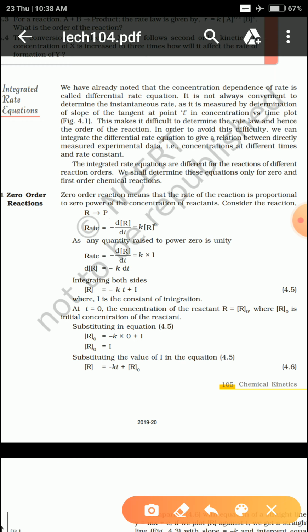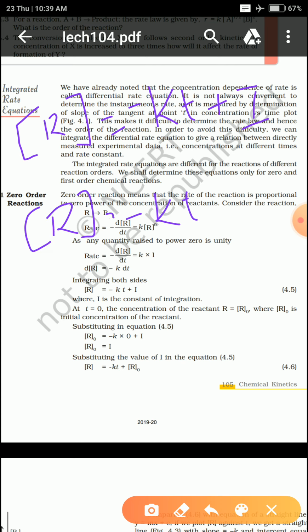So we have the equation R equals minus kt plus I. We got the value of I, we will put that value. What will be the value? R equals minus kt plus R0. That is the equation that we got, right? Now from there, we will find this equation for k.